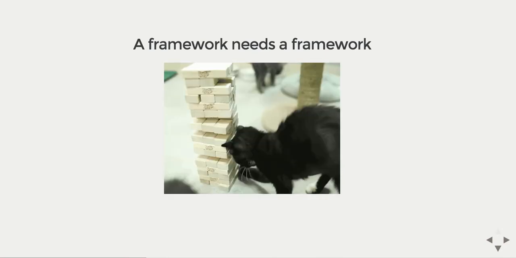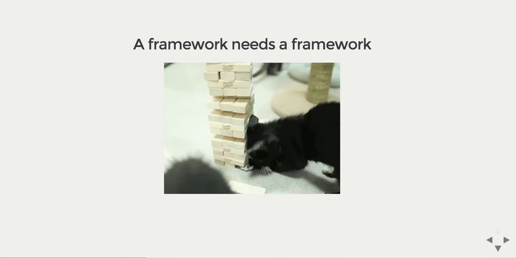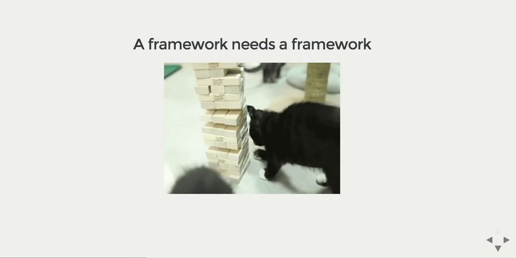And I have to put a cat somewhere in my slides. Otherwise, I don't think it'll count.